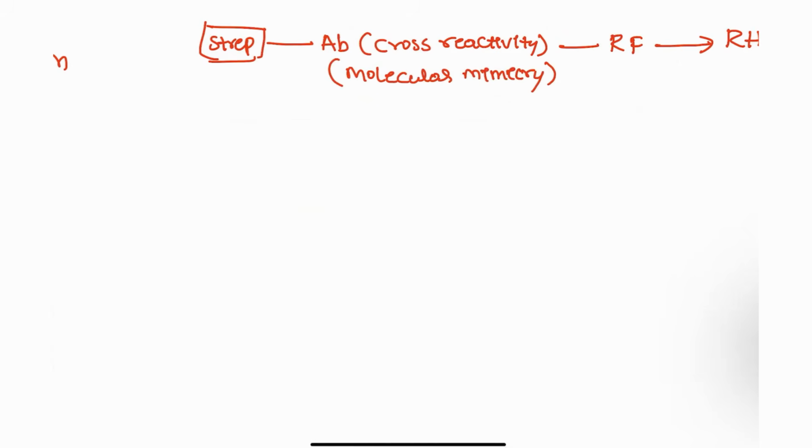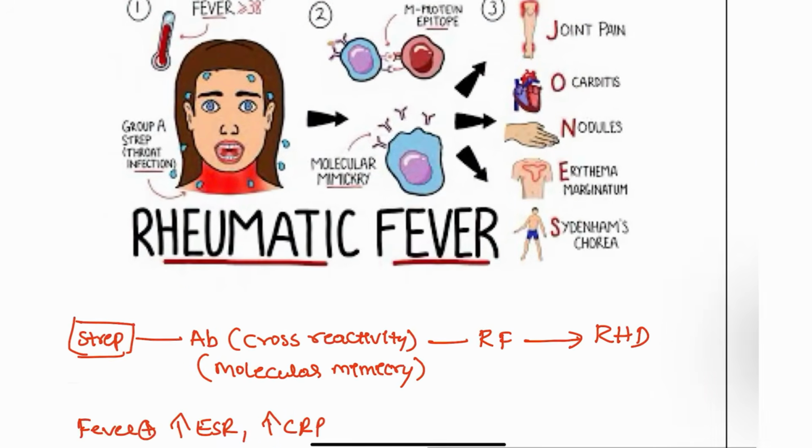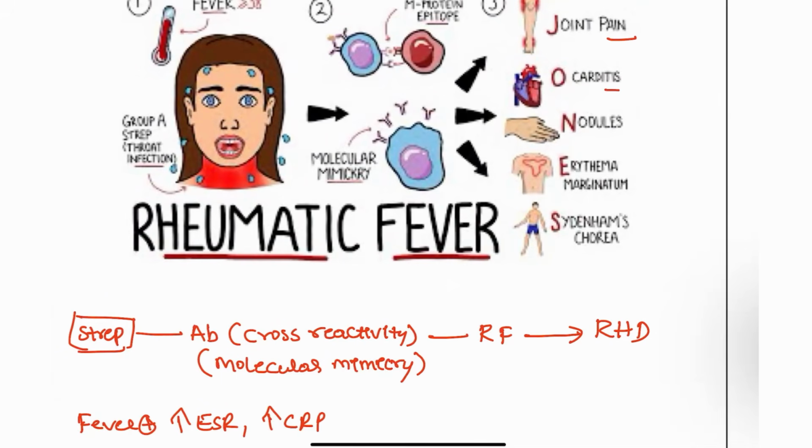Rheumatic fever features: the patient will have fever, increased ESR levels and increased CRP levels. First thing. Next, along with that, there will be the Jones criteria. So what is this Jones criteria? J for joints. Here you can see the joint pains, arthralgia or arthritis, carditis, nodules, erythema marginatum and Sydenham's chorea.